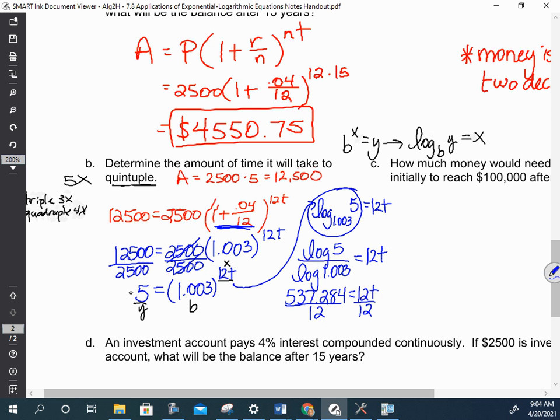So if you want your money to get to 12,500, you're going to be waiting 44.774 years for that to happen. So you're waiting nearly 45 years to get to that number. Now, that's assuming that you don't put any money into that account. You take that 2,500 and you just let it sit there and that's it. Obviously, it'll get there quicker if you're putting money into it.